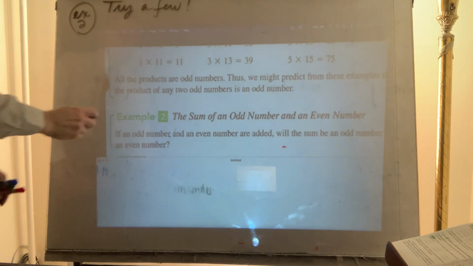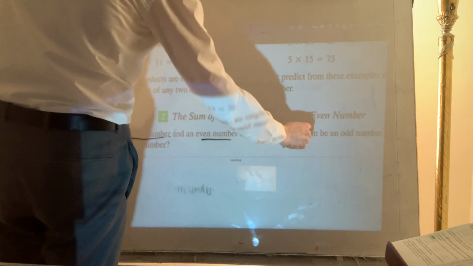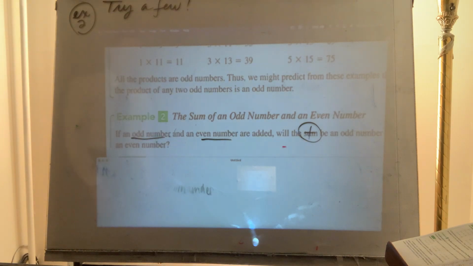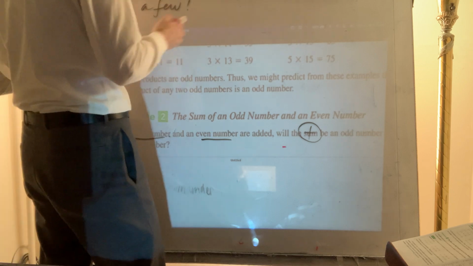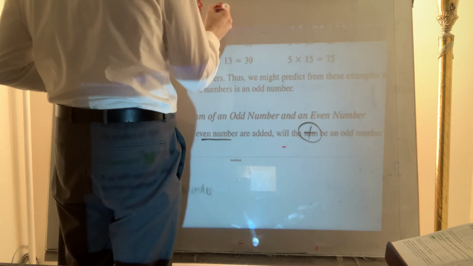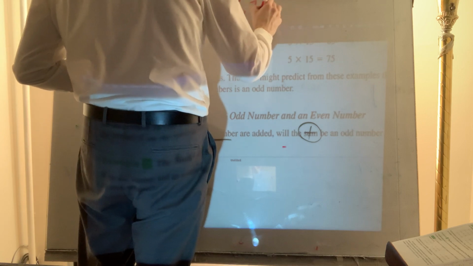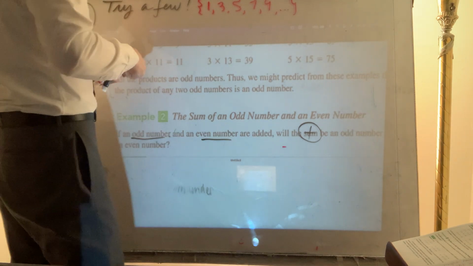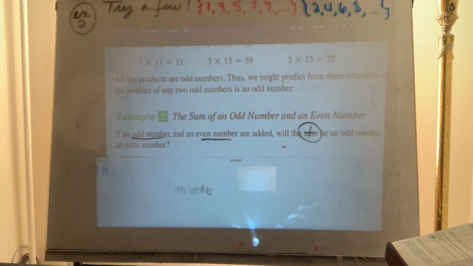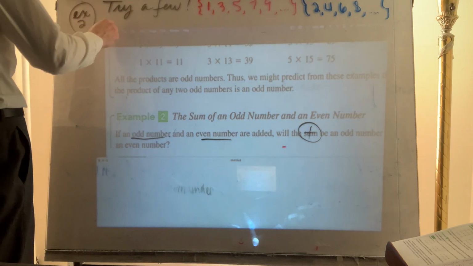So we need an odd number and an even number that we're going to add to form a sum. Just to remind you, here are the odds: 1, 3, 5, 7, 9, and so forth. And here are the evens, just for reference: 2, 4, 6, 8, and so forth. And we're going to take two in tandem and add them.